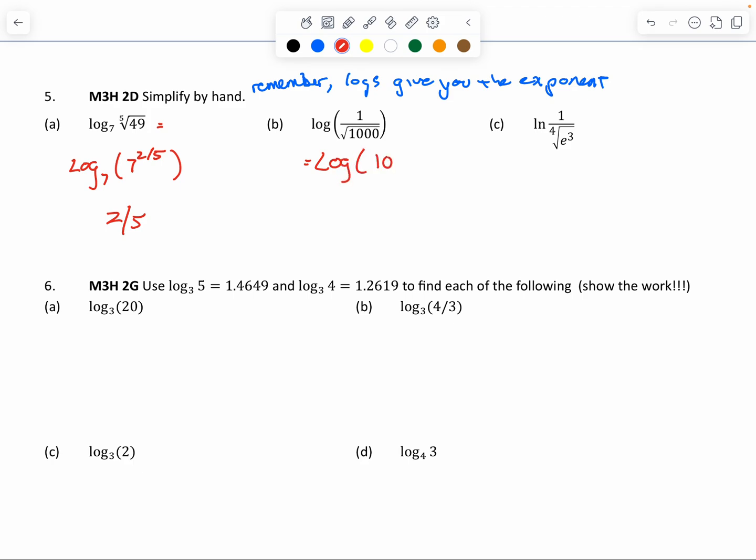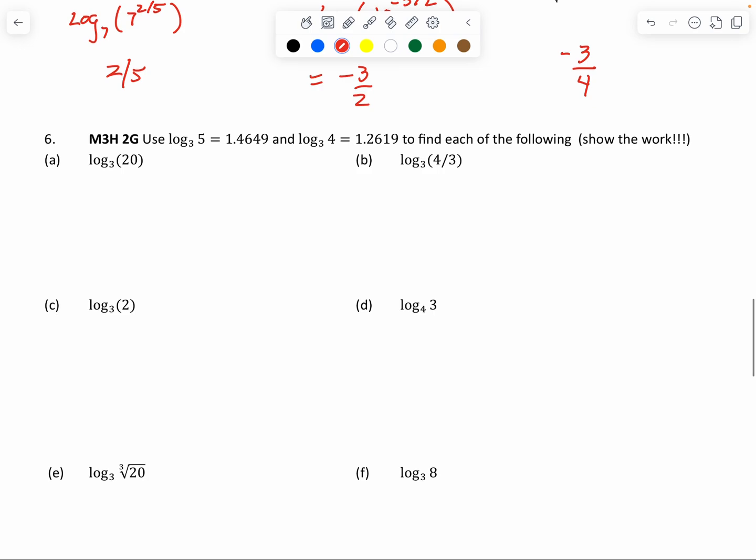Let's see. Negative for the 1 over, cubing to turn it into 1,000, and square root for is half. Negative for 1 over. Let's see, the power is 3, the root is 4. So, there we go. A few zillion of those. Okay, so level 2 question is just splitting this one up.